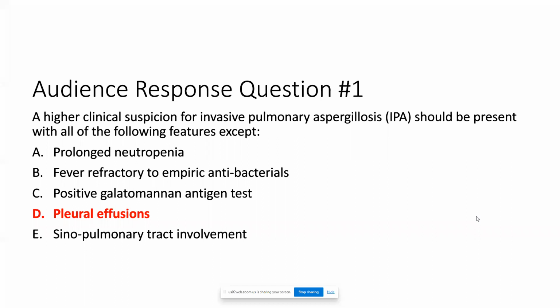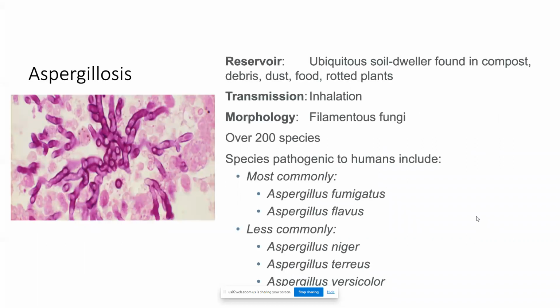The correct answer is pleural effusions. This is an uncommon feature of invasive pulmonary aspergillosis. Here's a little picture of invasive aspergillosis. I'll cover the morphology in a second. It's in the dirt, in soil, in organic matter. That's typically where it lives.